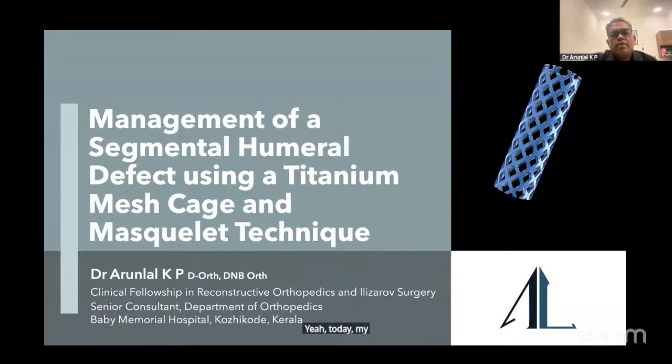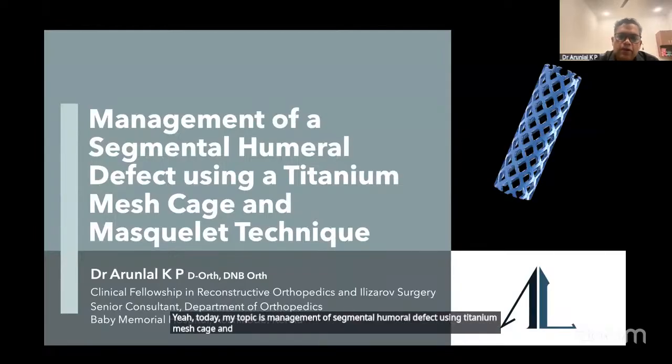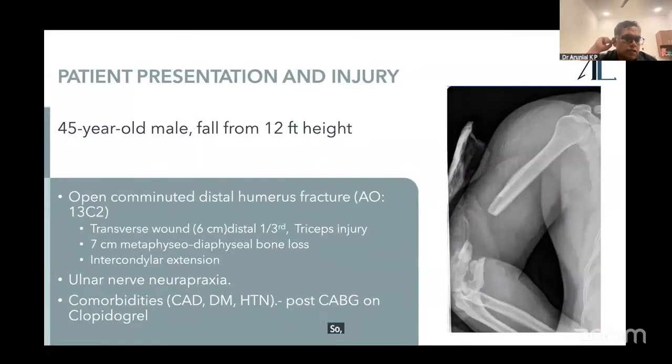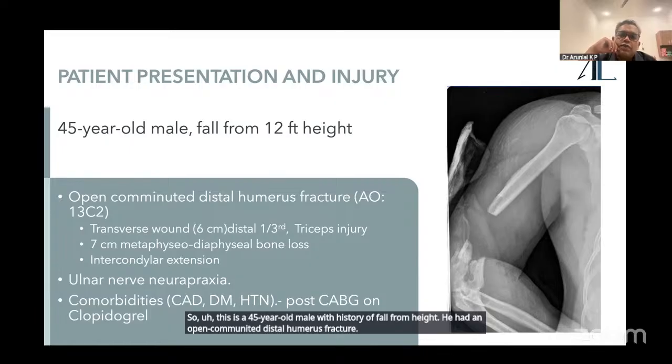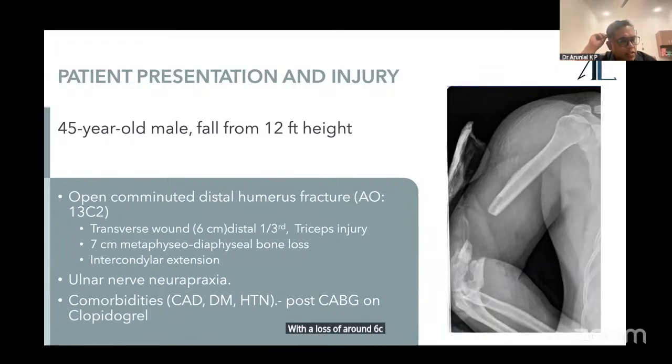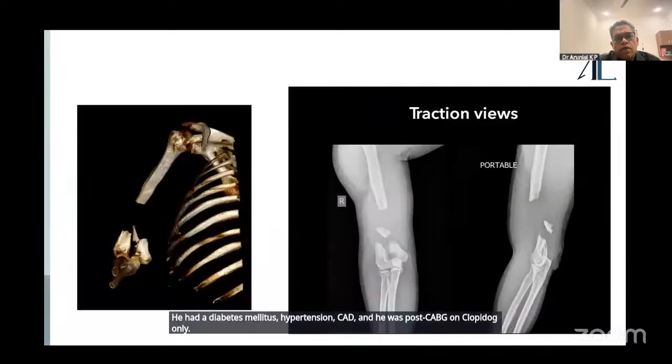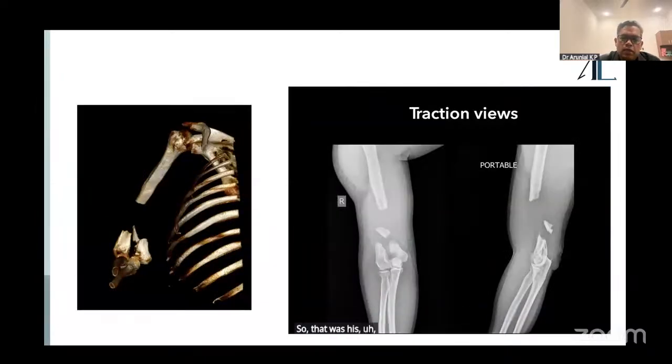Today my topic is management of segmental humeral defect using titanium mesh cage and the Masquelet technique. This is a 45-year-old male with history of fall from height. He had an open comminuted distal humerus fracture with a loss of around 6 centimeters in the distal third, that is in the metaphyseal diaphyseal junction, and there was intercondylar extension of the fracture. There was ulnar neuropraxia. He had diabetes mellitus, hypertension, CAD, and he was post CABG on clopidogrel.